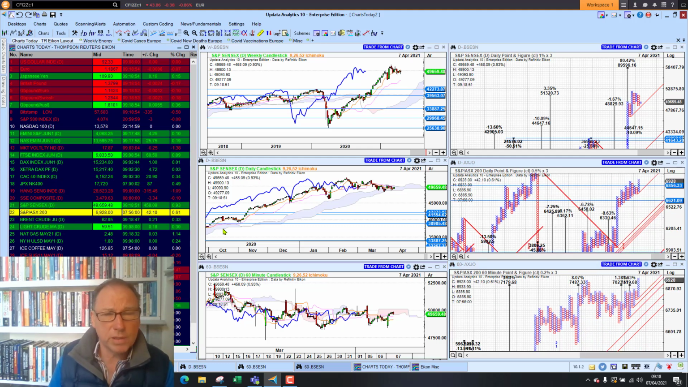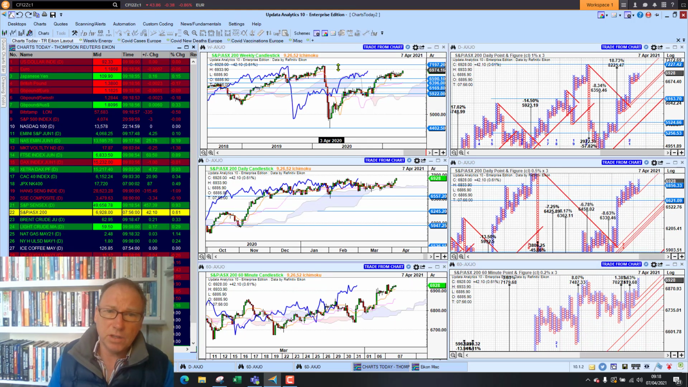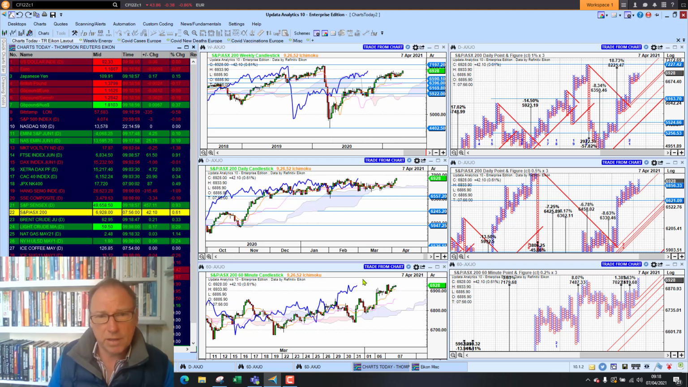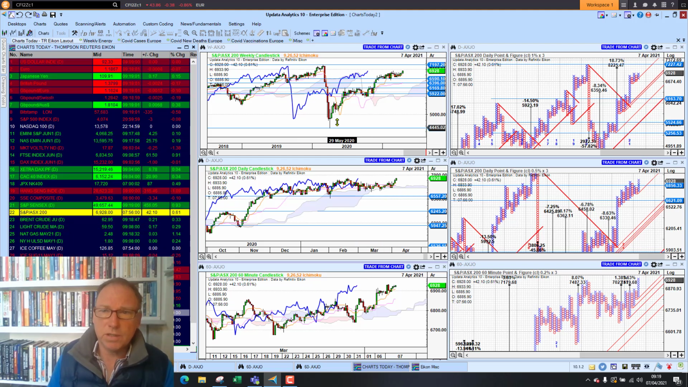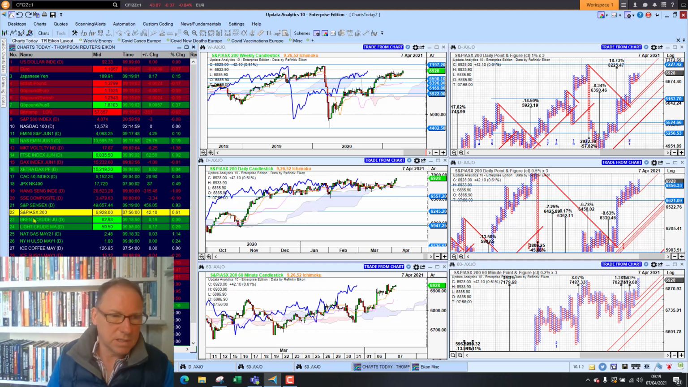The Aussie market up 0.6%, still not making new all-time highs like many other markets, but not much work to do now to do that. A target 18% higher there.